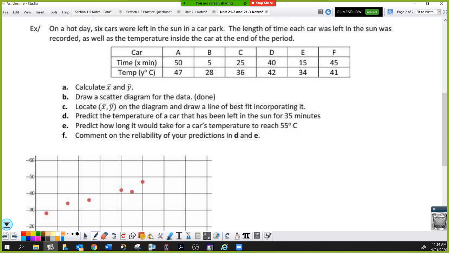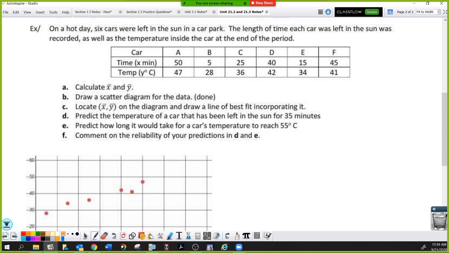Part A, you're going to calculate x bar and y bar. I went ahead and plotted the dots for you, so you didn't have to make the scatter plot. But we are going to find x bar and y bar. We can either do this by hand, or we can ask our technology to do it for us.